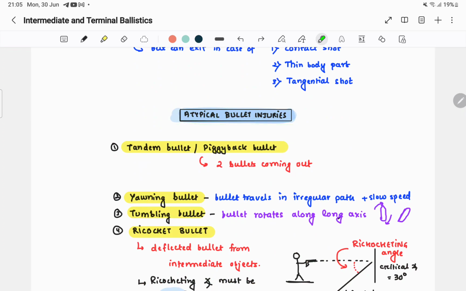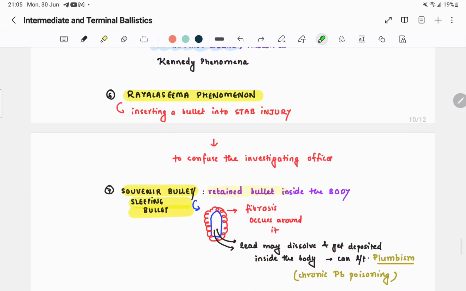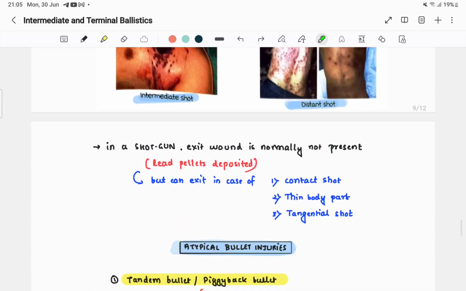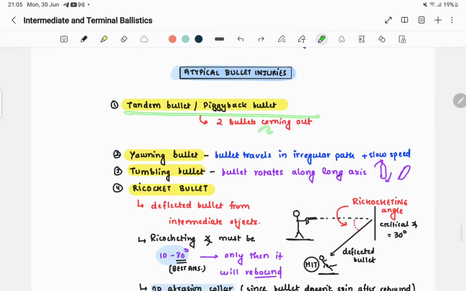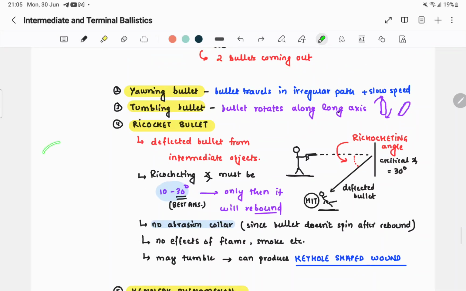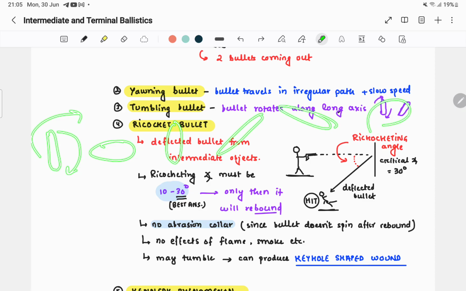Atypical bullet injuries. I have to discuss atypical bullets, and it will be the end of the chapter. Tandem bullet I talked about, two bullets coming around. Yawning bullet. What is a yawning bullet? It's a slow speed bullet in an irregular path. It's traveling like this. Tumbling bullet. The bullet is rotating like this, like this.